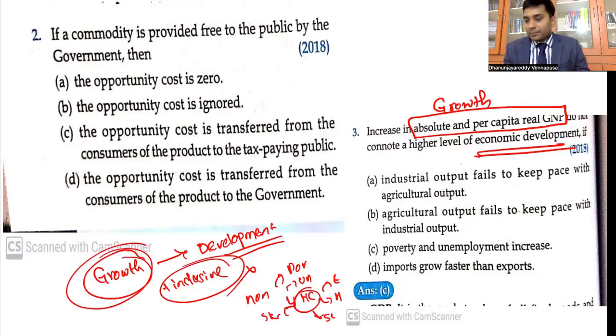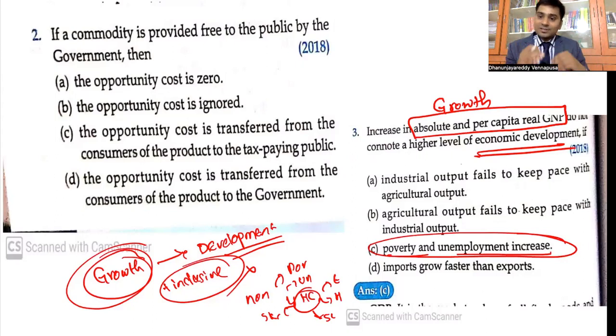So why does it happen? Because poverty is rising, unemployment is increasing. Hence, unemployment is increasing on one side, growth is happening on one side. What does this mean? Only a few people are contributing to the growth. That is the answer. So this is the direct question, inclusive growth.